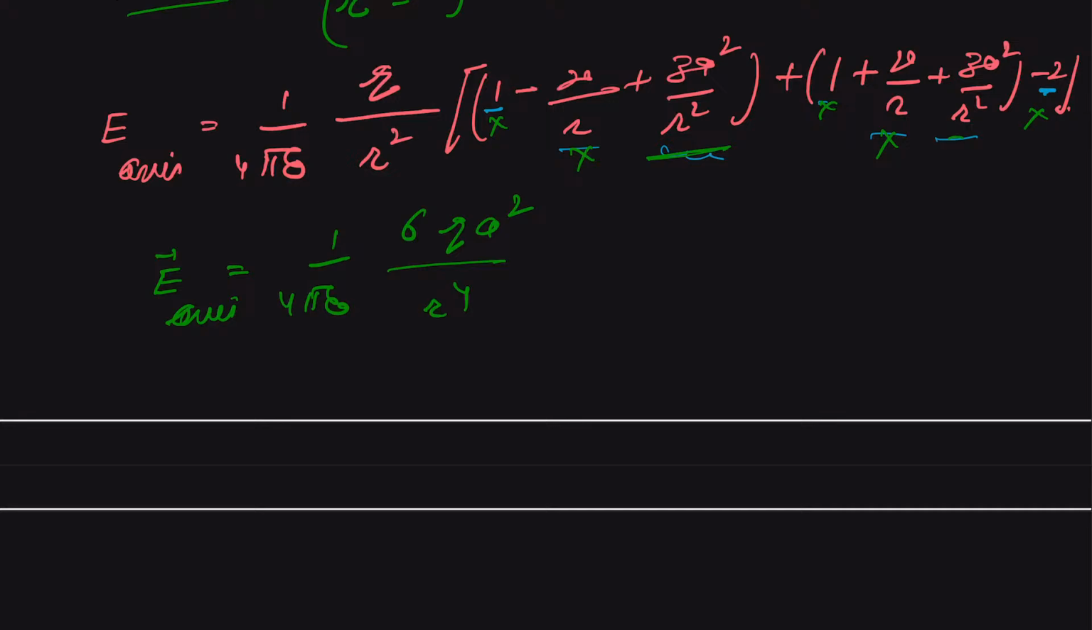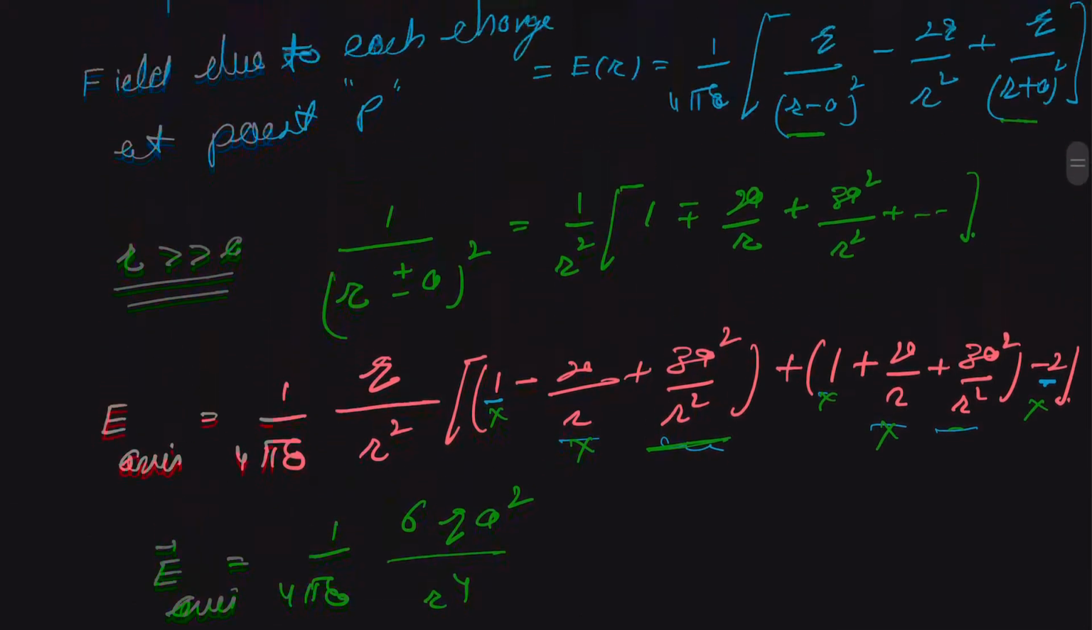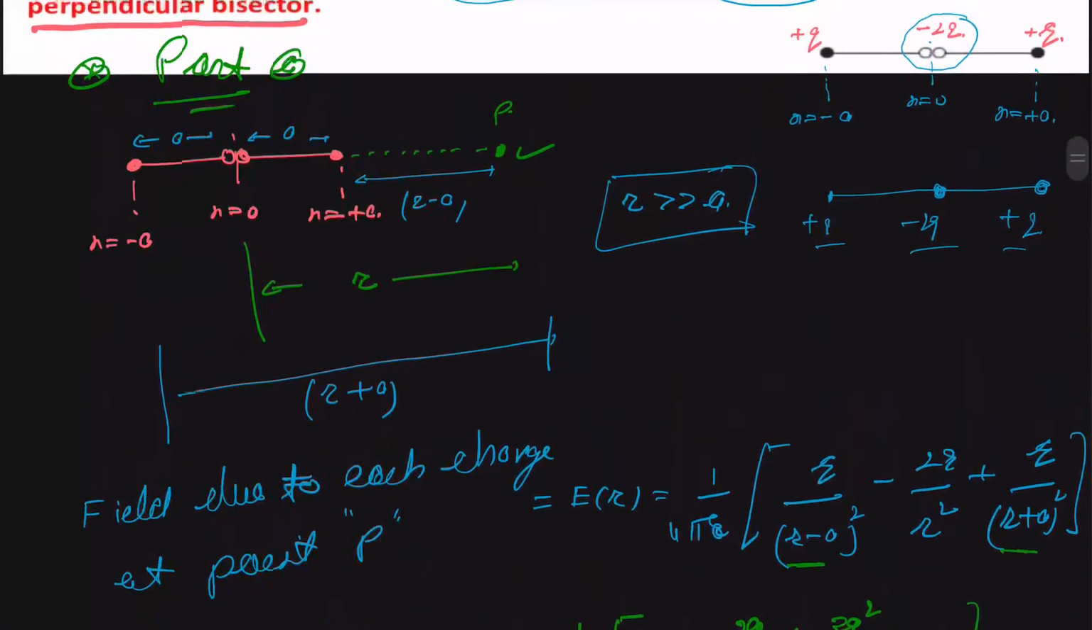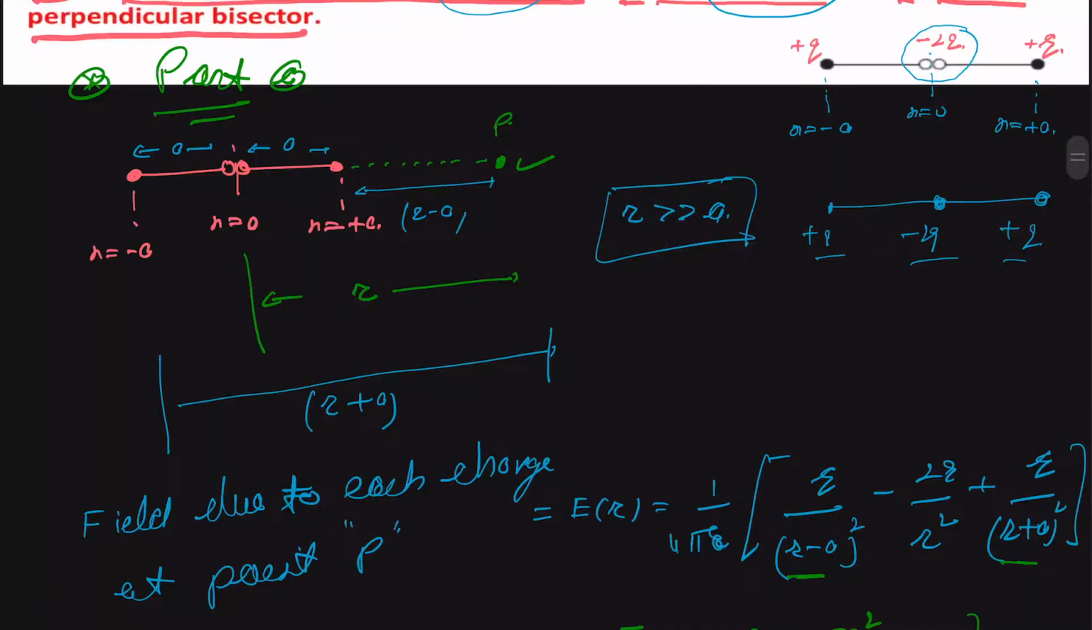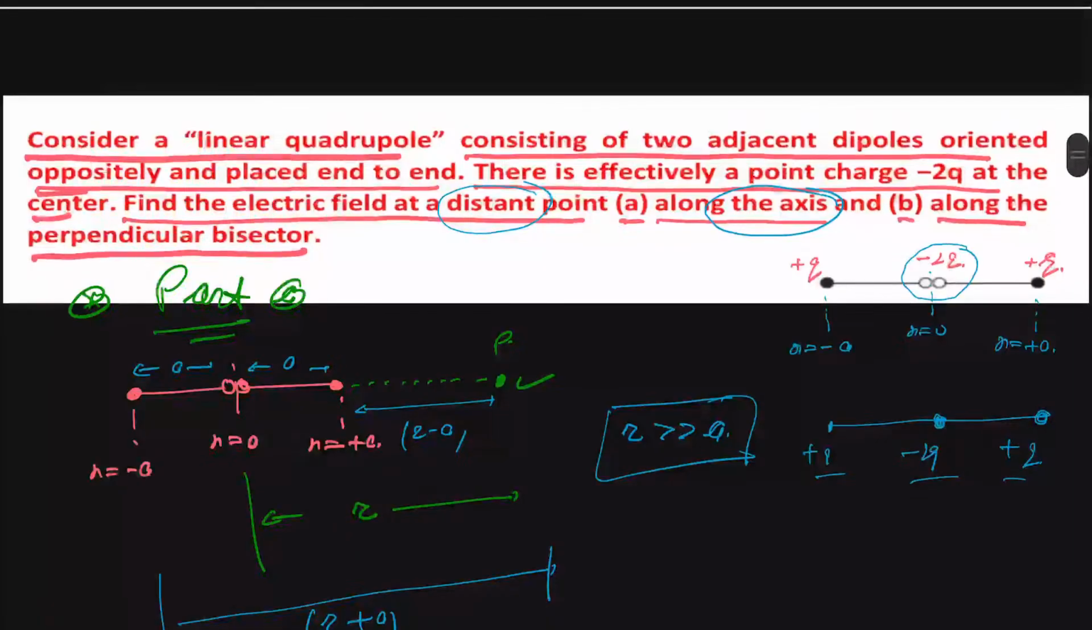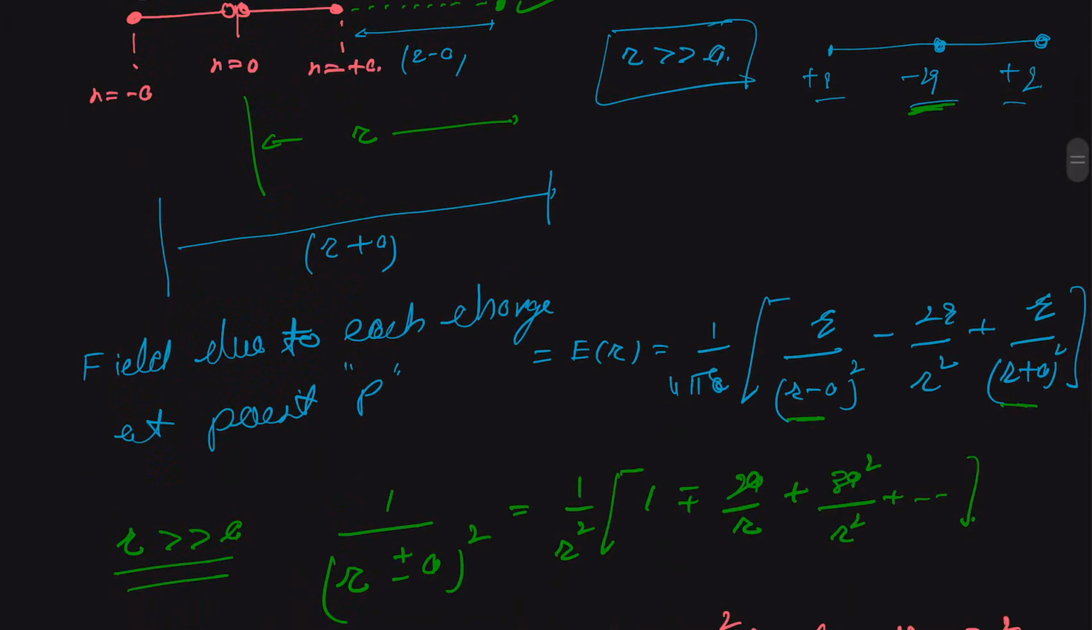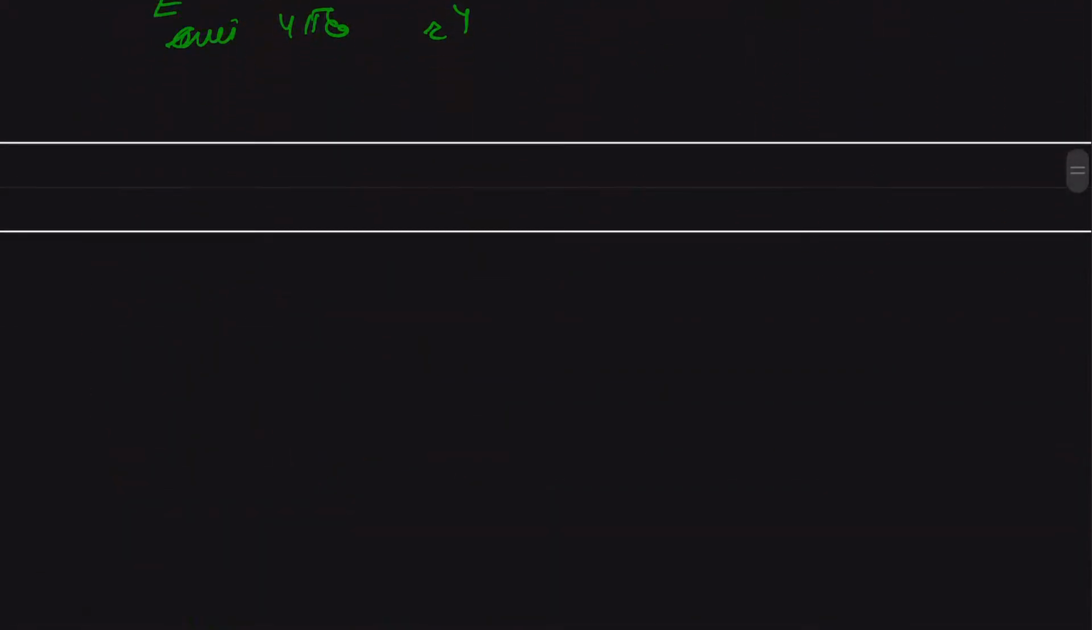And if you want, you can also find this by using the dipole, because these are given as dipoles. But anyways, it doesn't matter how you solve it, because it is specially mentioned in the question that the effective charge at the center is given to us as minus 2q. So we simply treat it as a point charge and find the electric field individually. This is from our plus q, this is from the minus 2q, and this is for the third charge, that is plus q, and add them.